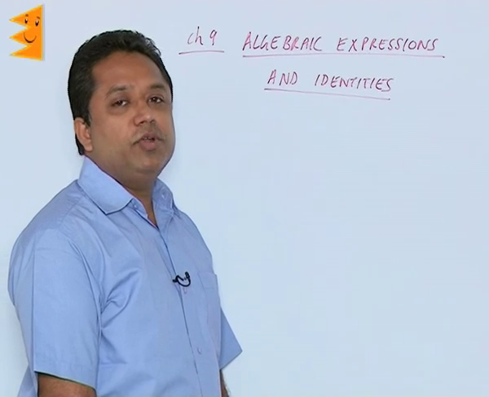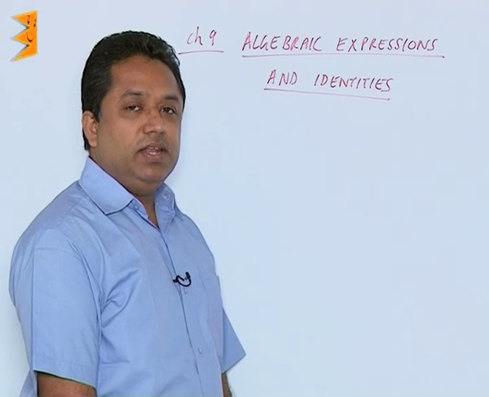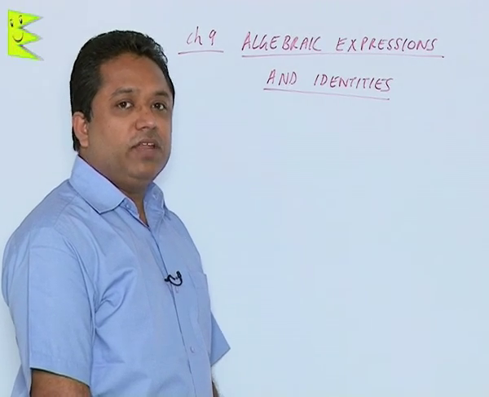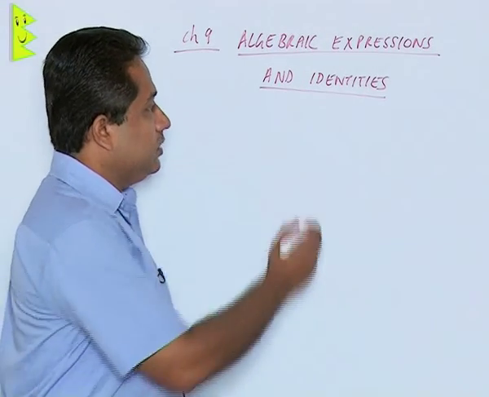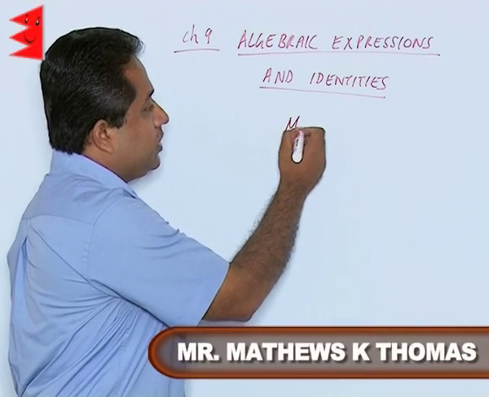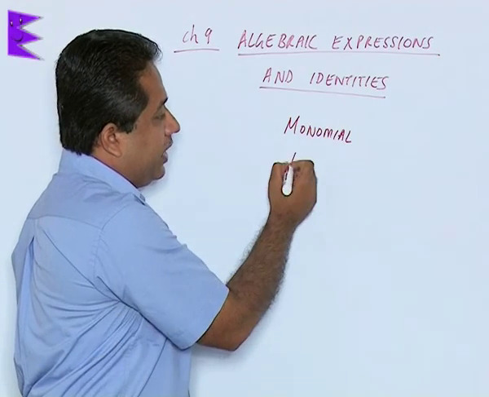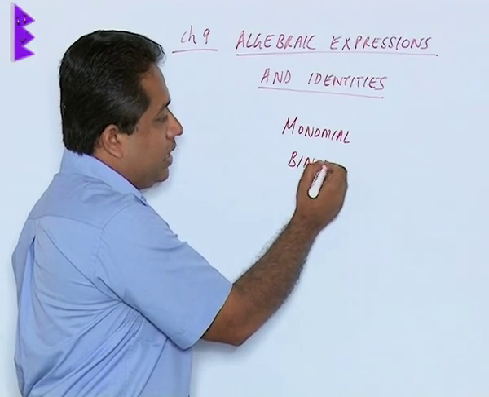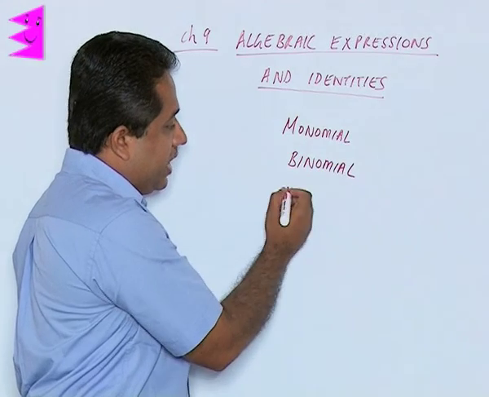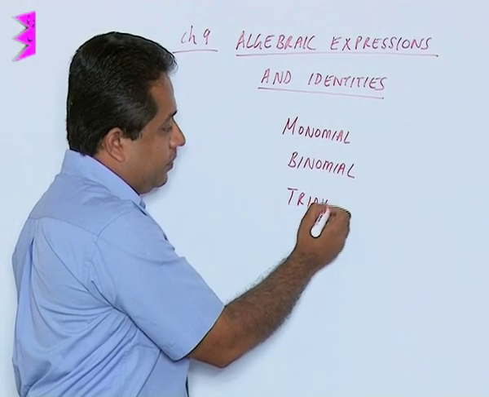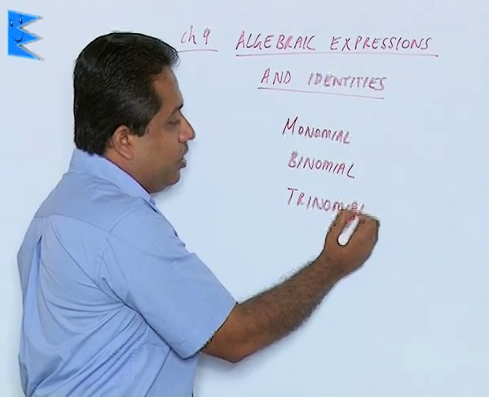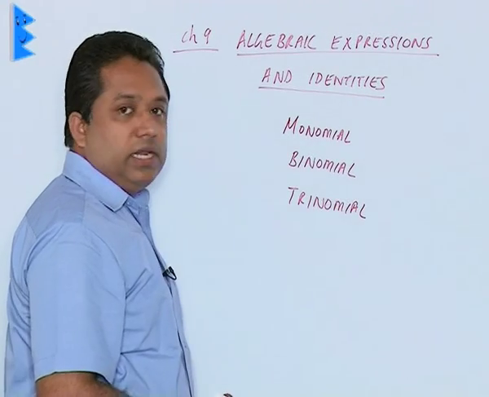Chapter 9, we are going to deal with algebraic expressions and identities. For that we need to know some terms. First is a monomial, second is binomial, then we have a trinomial. Now, what is the meaning of monomial, binomial and trinomial?